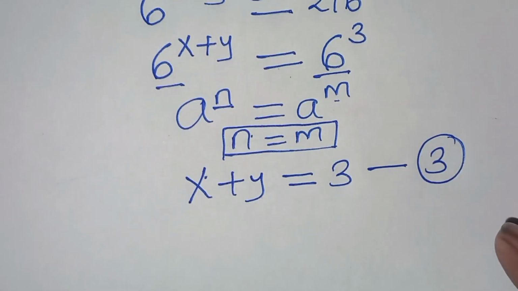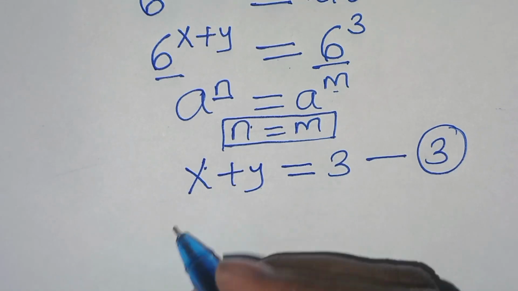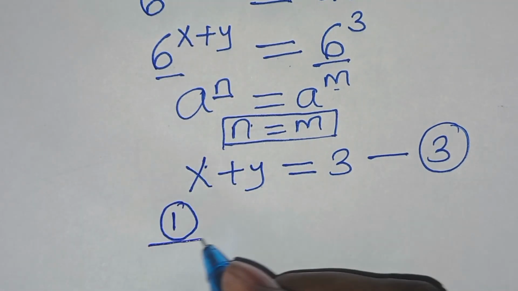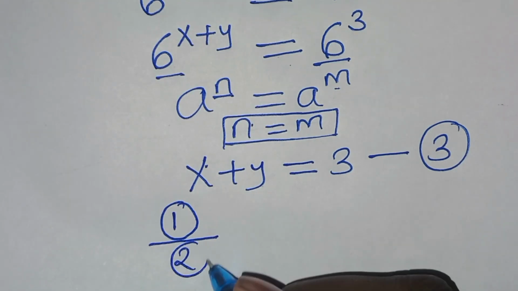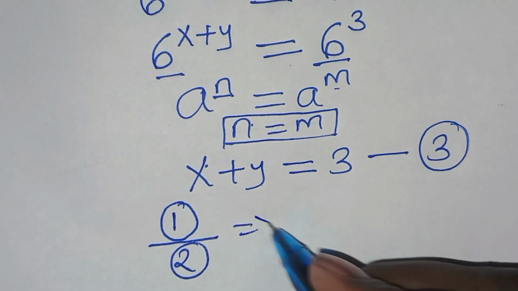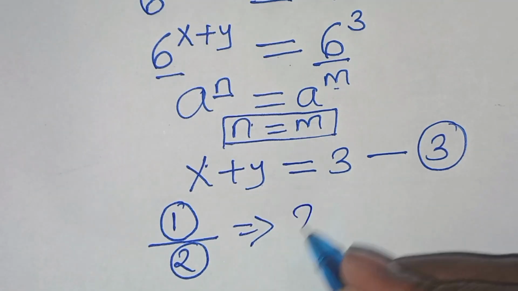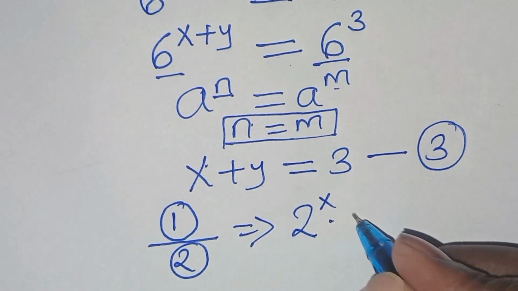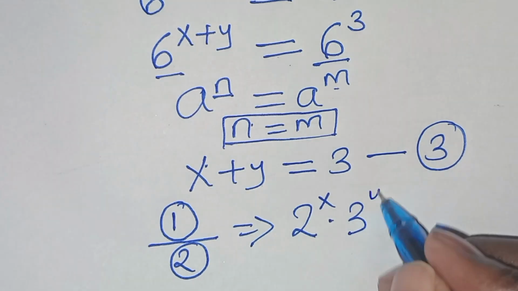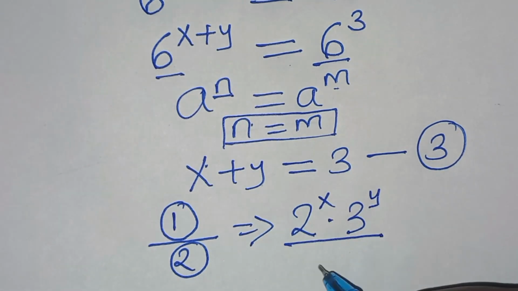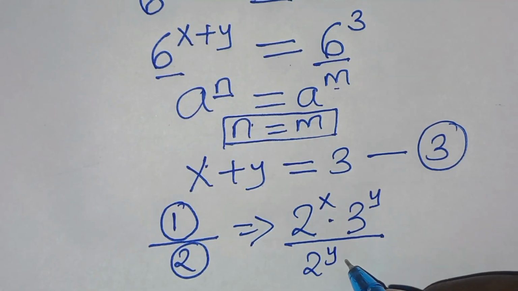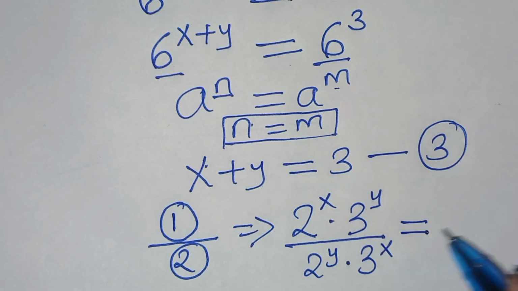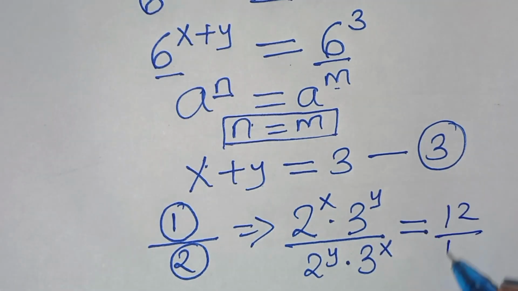Now the next step is to divide equation 1 by equation 2. So therefore from here we'll have 2 to power x times 3 to power y divided by 2 to power y times 3 to power x. This is equal to 12 over 18.